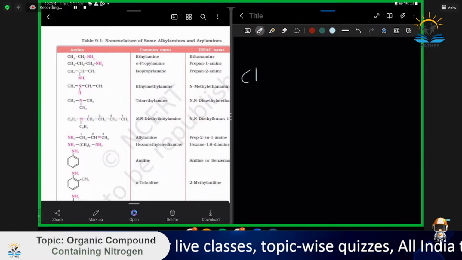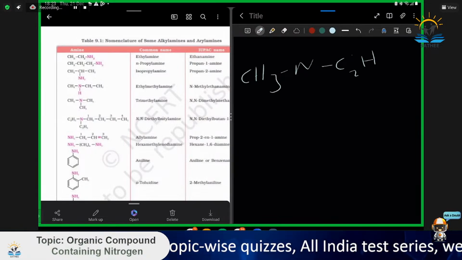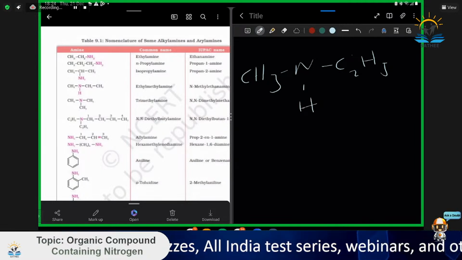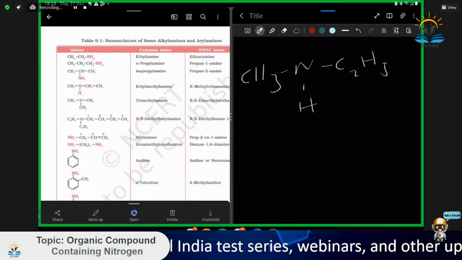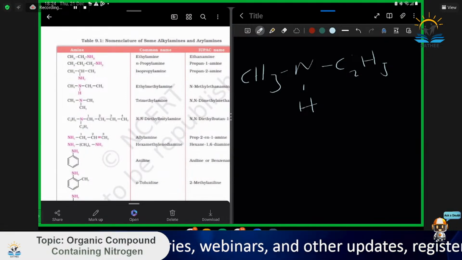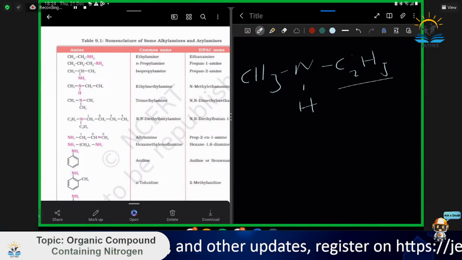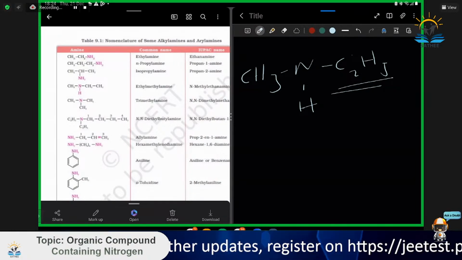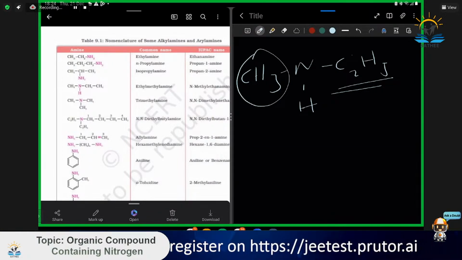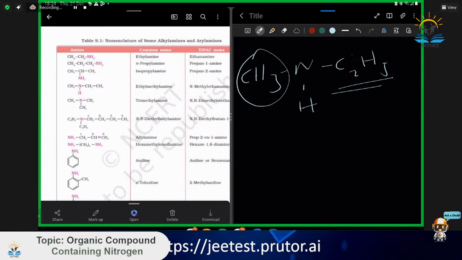And with CH3 and C2H5 on nitrogen, this is a secondary amine. One of the substituents should be the parent of the amine. Here this has more carbons, so this is the parent, and the other is a substituent. So we can treat one as the parent and the other as the secondary substituent.